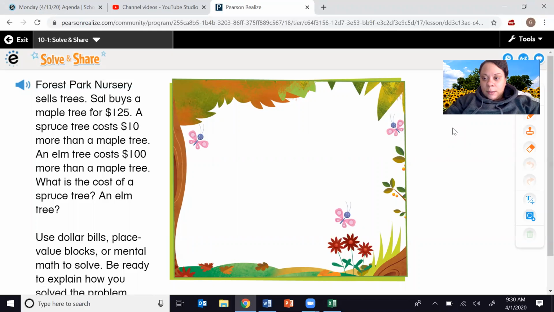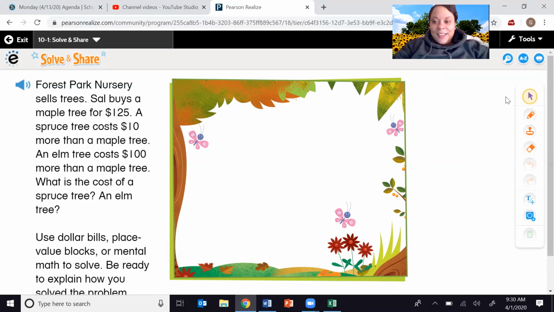So let me move my little self out of the way. There we go. I'm going to get my marker and underline important parts. So Sal buys a maple tree, $125. Spruce tree, 10 more than a maple tree. Elm tree, 100 more than a maple tree. I know that looks so bad.